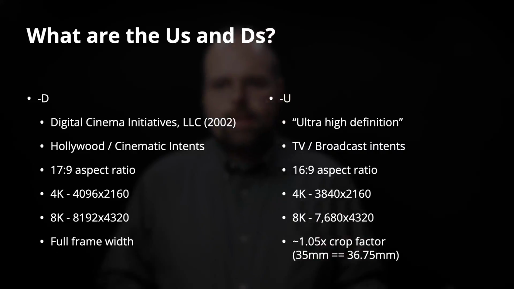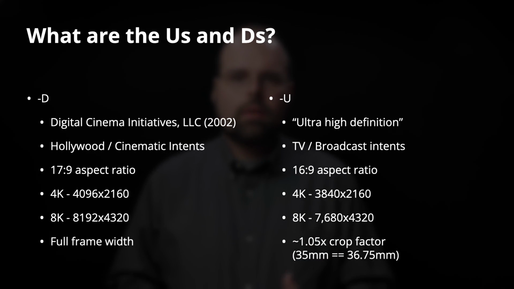The other option is the U formats. These are ultra high definition, and if the DCI formats are the Hollywood or cinematic intent, these are the TV broadcast, the more mundane, if you will, kind of intent. This is the same 16:9 aspect ratio that you are used to seeing on TVs and many computer monitors these days. For 4KU, the resolution is 3840 by 2160, and for 8KU it's 7680 by 4320. So the images are the same height as the DCI format, but they're not as wide.